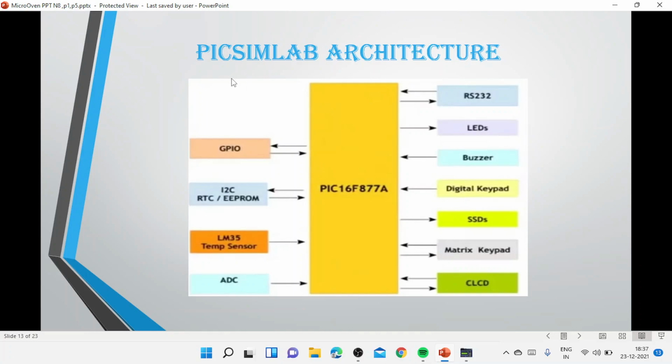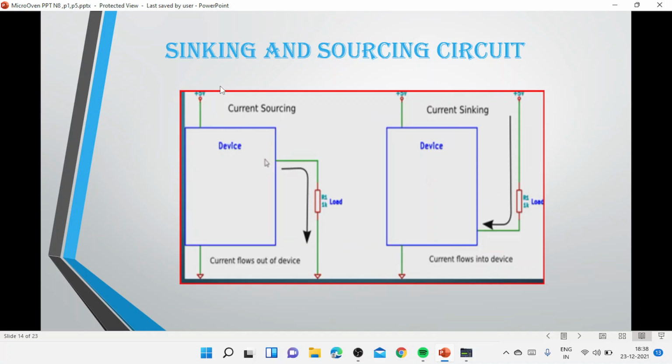Pixim Lab. We are using Pixim Lab, right? So this is the architecture, where the PIC16F877A is the microcontroller of our project. These are the peripherals attached to it: buzzer, digital keypad, matrix keypad, and CLCD, character liquid crystal display. These are the things. Temperature sensors. These are all connected to our microcontroller. And sinking and sourcing circuits.